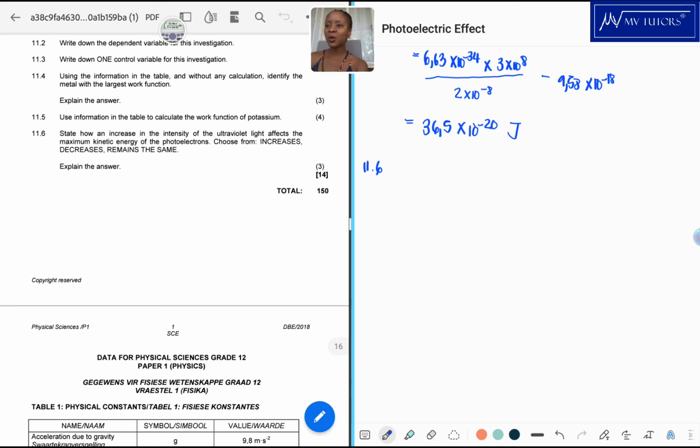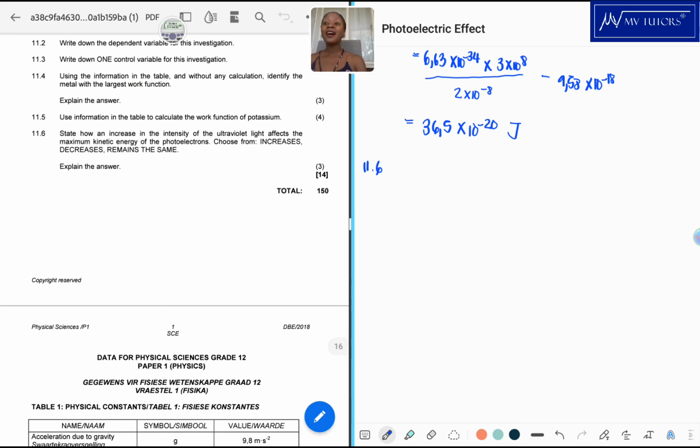Alright, so state how an increase in the intensity of ultraviolet light affects the maximum kinetic energy of photoelectrons. Guys, we spoke about this. Intensity has to do with the number of photons that are hitting the metal surface. If you have a lot of photons hitting the metal surface, you'll have a lot of electrons emitted at a higher rate. That has nothing to do with maximum kinetic energy. If you increase the frequency though, you would increase the kinetic energy of the electrons.